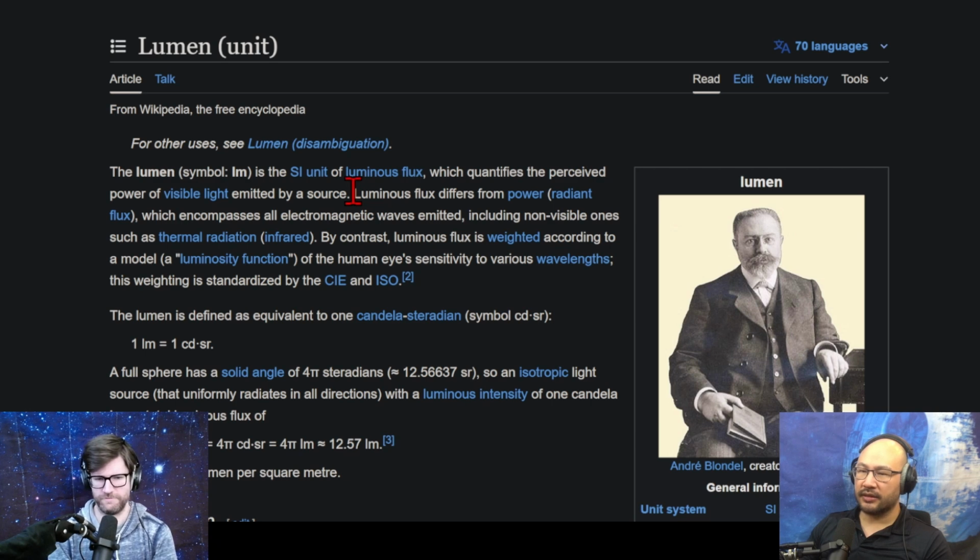Okay. So it's not just the light, it's the perceived power. But it's not just power, which is like energy out per second in every direction. It's the perceived power. Okay, so it sounds like a weird unit because it's taking the sensor into account. In this case, the human eye. I think it's weird to put the sensitivity of the sensor into the unit itself.